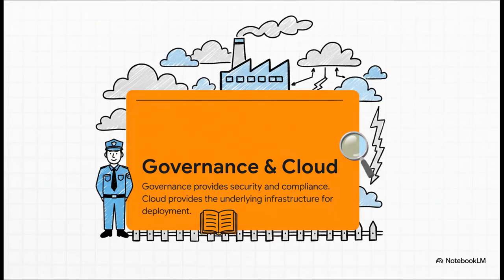We're almost done. We just have the final foundational layers that everything else sits on. First is governance. Now, I know it doesn't sound super exciting, but think of it as your factory's security guards, its safety regulations, its quality control. It makes sure everything is trustworthy. And then, underpinning it all, is the cloud infrastructure. That's the physical land, the concrete, and the power grid that the entire factory is built on.